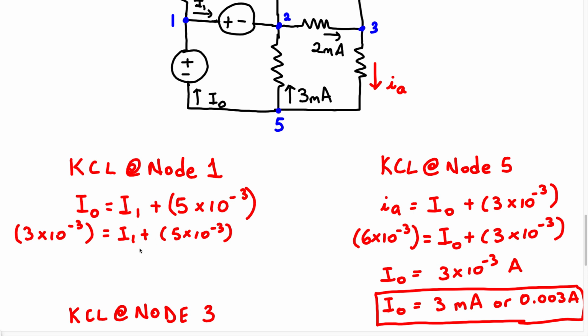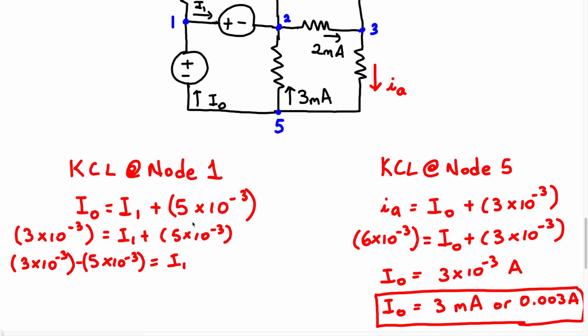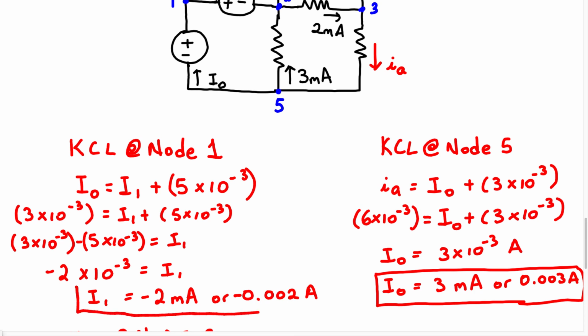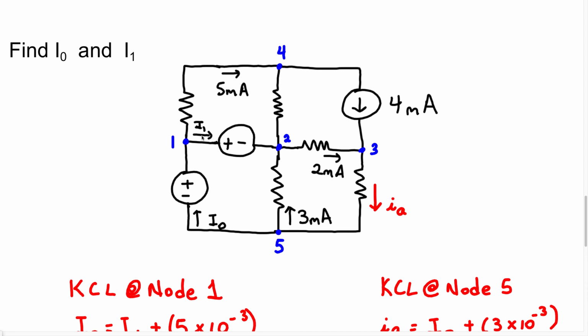If you want to, you can just take this over and leave it just the way it is. So for this example, that's what I'm going to do. So I'm going to say 3 times 10 to the minus 3 minus 5 times 10 to the minus 3 equals I sub 1. Now when you solve for this, you're going to get the answer negative 2 times 10 to the minus 3 equals I1. Therefore you can say I1 equals negative 2 milliamps, or negative 0.002 amps. So this is going to be our answer for this particular problem. So we have successfully solved this problem, and we found the currents I0 and I1.